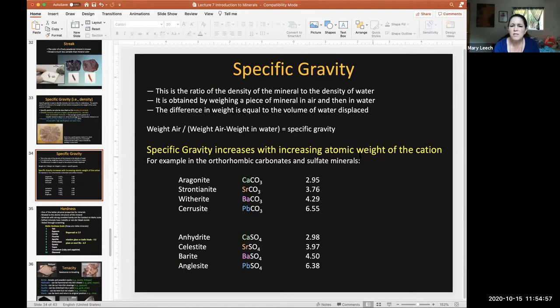The specific gravity actually increases with the chemistry of the mineral. So the atomic weight of the cations matters. These are all carbonate minerals here, and these are all sulfate minerals here. Just by changing the cation from calcium to lead, you increase the density a lot. You go from a density of 2.95 to a density of 6.55. Or here, anhydrite to anglesite, 2.98 to 6.38. They're all the same structure, almost. They would behave very similarly in their physical properties, but the density is really controlled by which elements. So the higher the atomic number, the higher the density of those minerals.